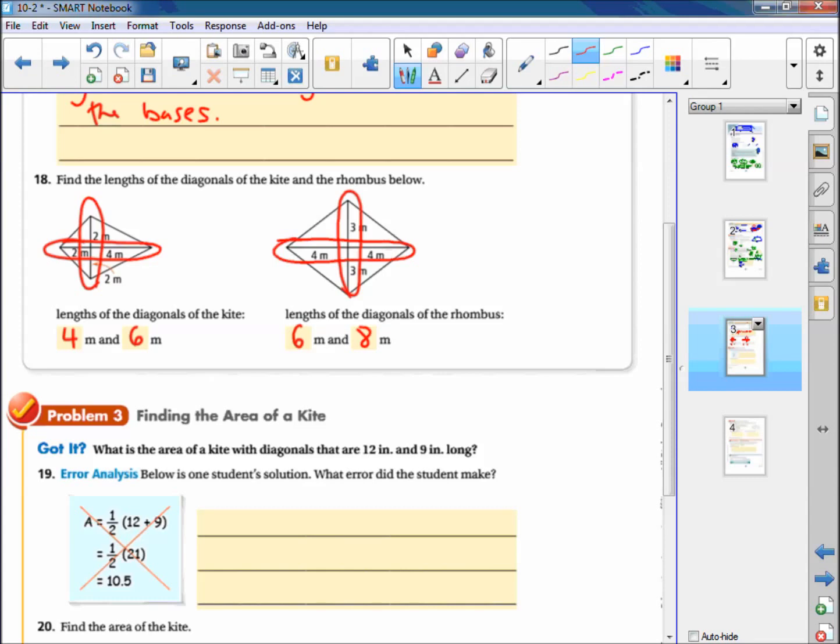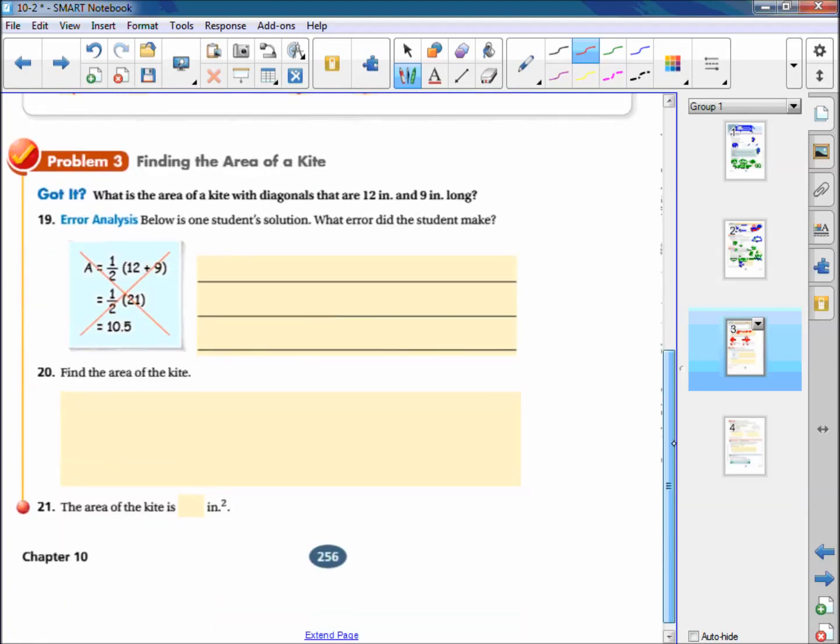Okay. All right, so finding the area of a kite, problem number 3. What is the area of a kite with diagonals of 12 and 9 inches long? And below is one student's solution. What error did the student make? Okay, so what did they do here?